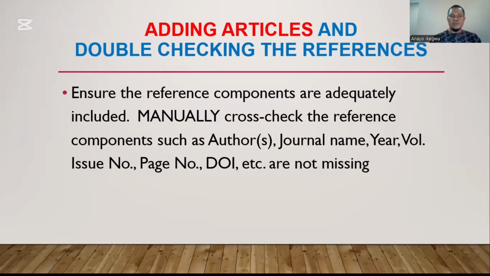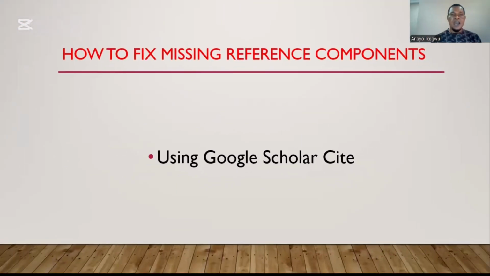What we just did now is a practical demonstration of how to add an article, check the reference, and fix any attribute that is not there. The next is how to fix a missing reference component, which I just demonstrated using Google Scholar. If there's any missing reference component or attribute, you go to that reference manager. If it's a journal name, a volume, or a year, pick it and then manually fix it.